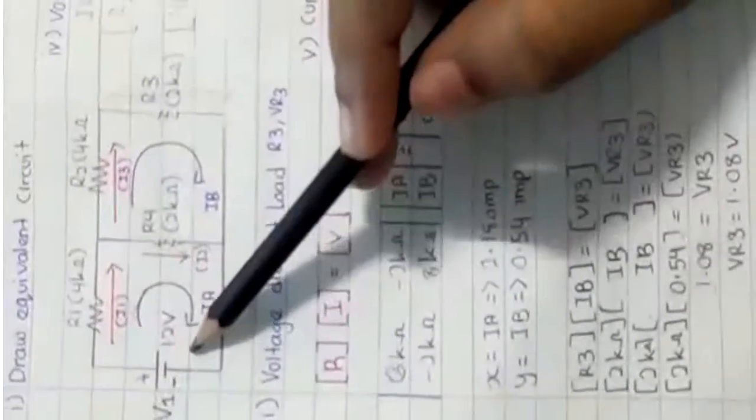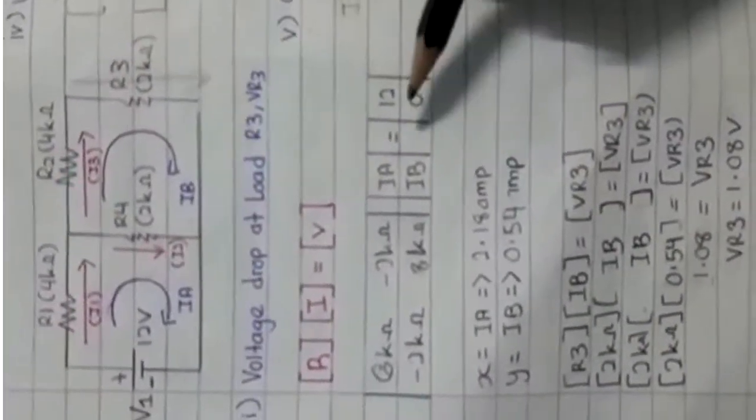So now we can take this loop as IA and then IB. So IA equals 12 volt. This side doesn't have any power supply, so it goes to 0. And then I'm using the calculator. You can find the IA and IB. Now we can find the VR3. So we have to find out the VR3.